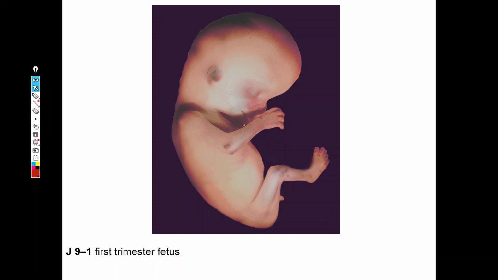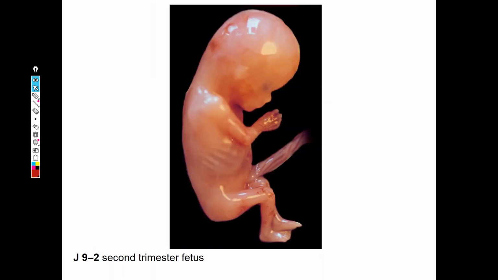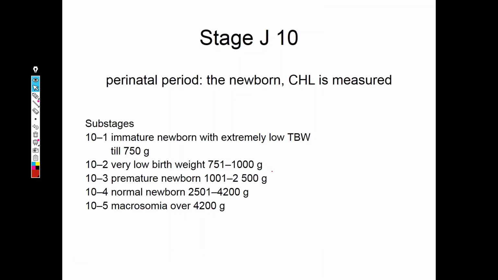And this is the fetus in the first trimester. Very nice picture right here. You can see the head is very large, and it's going to get smaller, or the body is going to get bigger. In this picture you can see it's more proportional in the second trimester fetus. Here is a nice umbilical cord over here. And next we have the perinatal period.